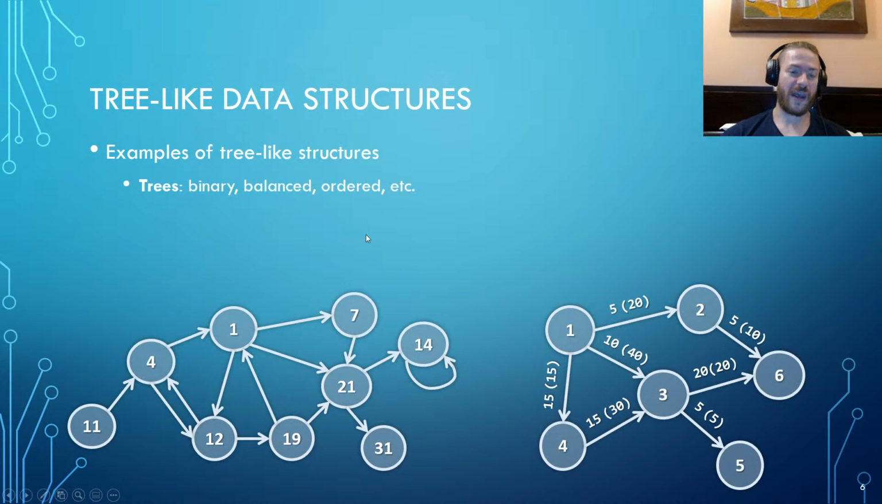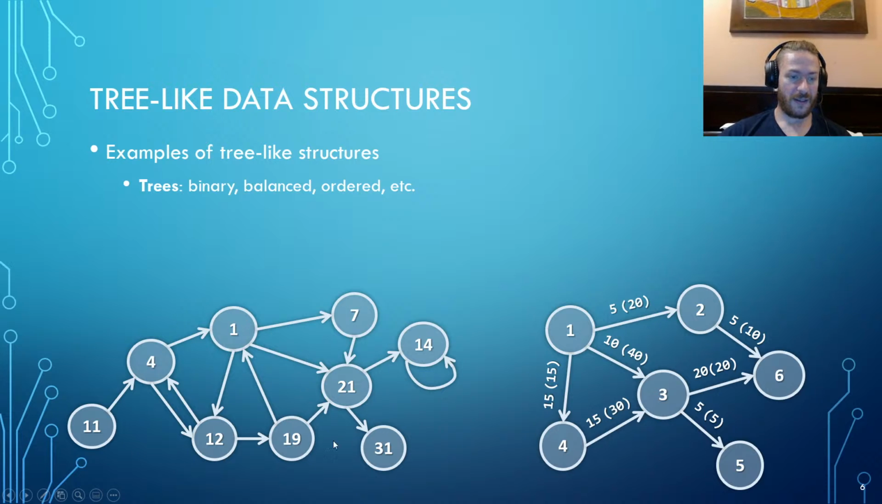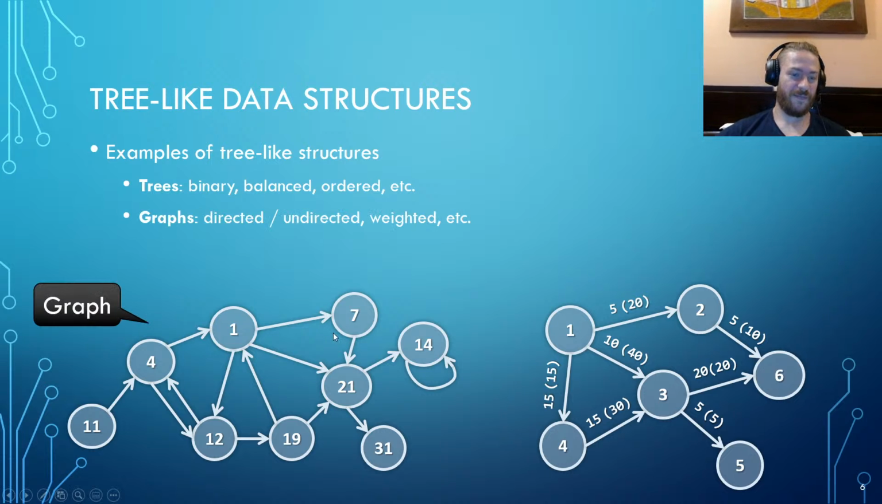But with the graph, we don't have a root node, and each node may have multiple parents. For example, if we take a look at 21 here, we can see that it comes from 1, from 7, from 19. It's not that structured. It's more like a random data structure. That's the difference between a tree and a graph. A tree always has a root, and each node has at most one parent. Graphs may have multiple parents.